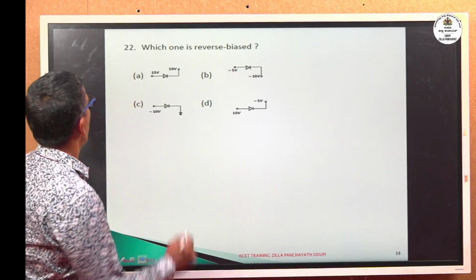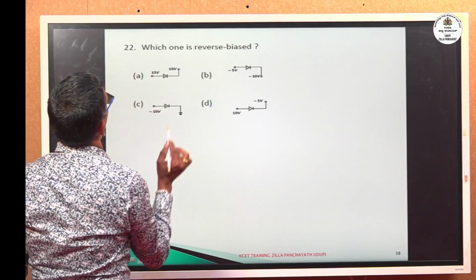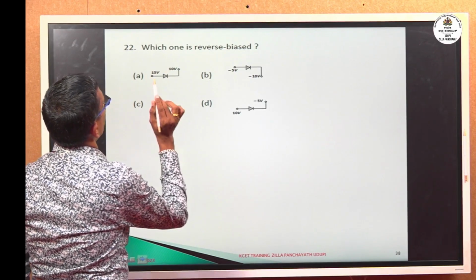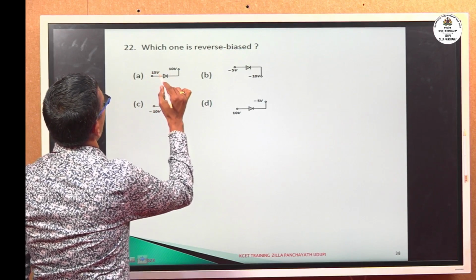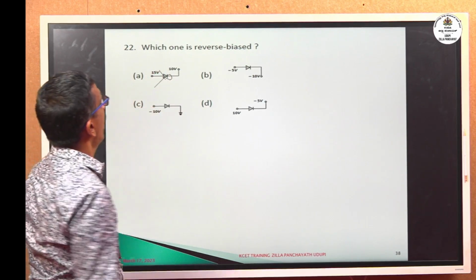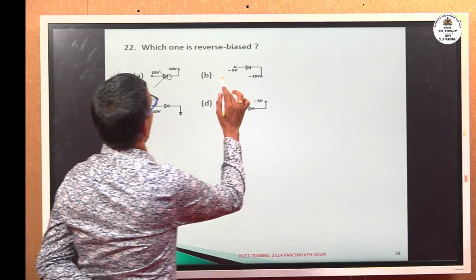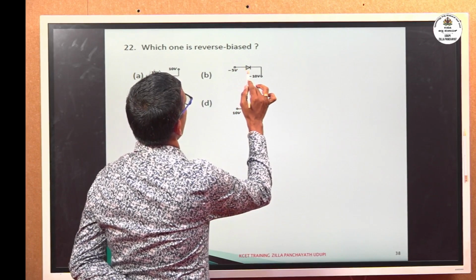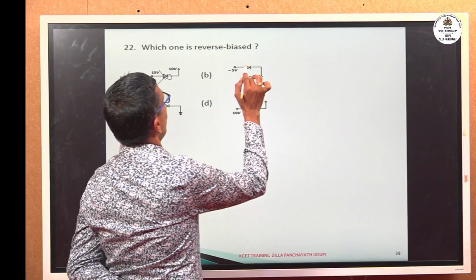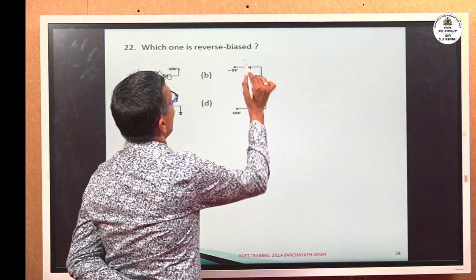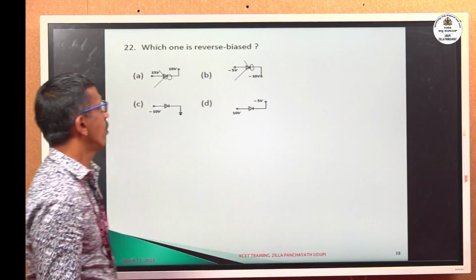Just you see, 15 volt, 10 volt. 15 is higher potential connected to P, 10 volt is lower potential connected to N, it is forward biased. This is not the answer. Now we see this, -5 connected to P, -10 connected to N. -5 is higher potential compared to -10, it is also forward bias. That is not the answer.